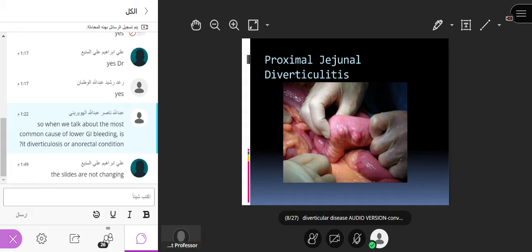So pain will be there. You may think it is a peptic ulcer and treat it as a peptic ulcer, but it won't be treated. Spontaneous resolution may occur, but if the disease progresses, it will lead to perforation.